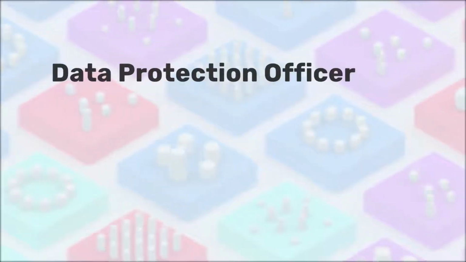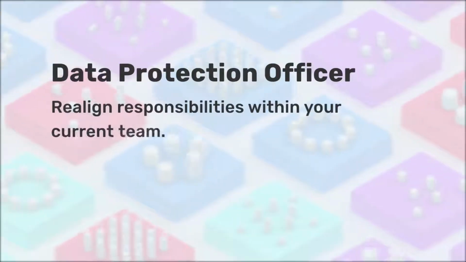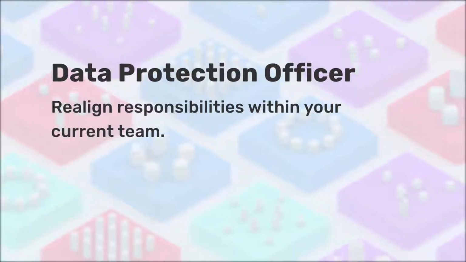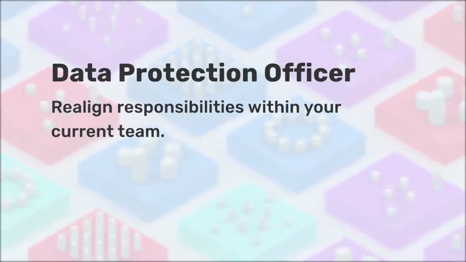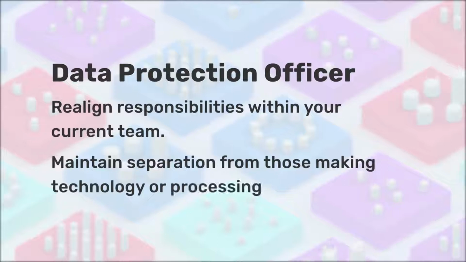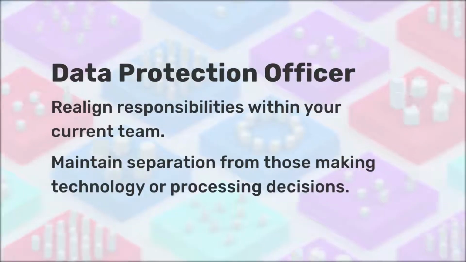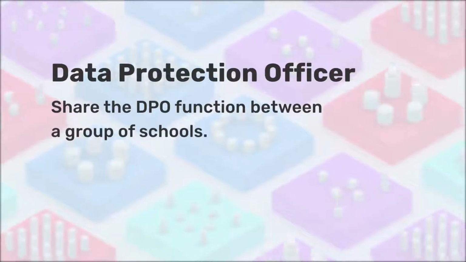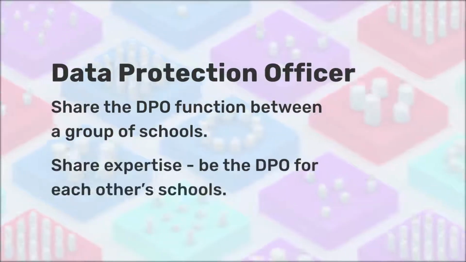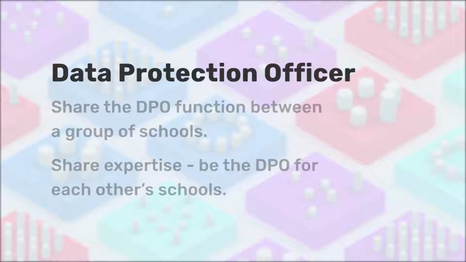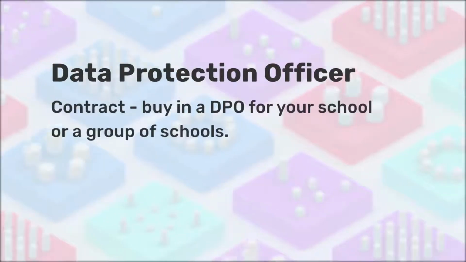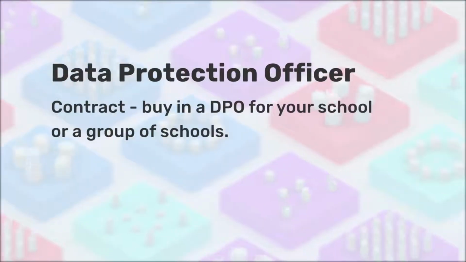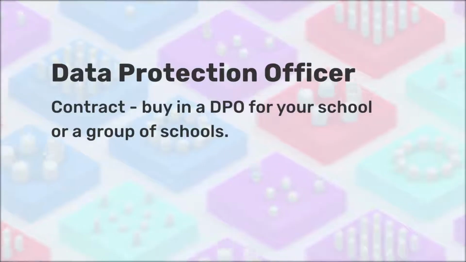So, what might some solutions be? You could realign responsibilities within your current team, creating the DPO role within your team that is sufficiently removed from those making technology or processing decisions. You could collaborate, share the DPO function between a group of schools, or share expertise by being the DPO for each other's school. You could contract. It is possible to buy in the DPO function for your school or for a group of schools.